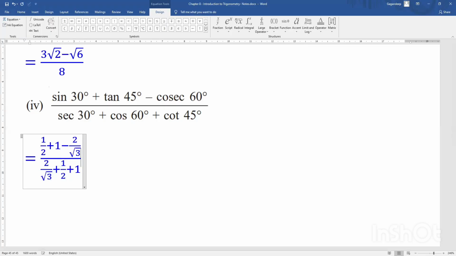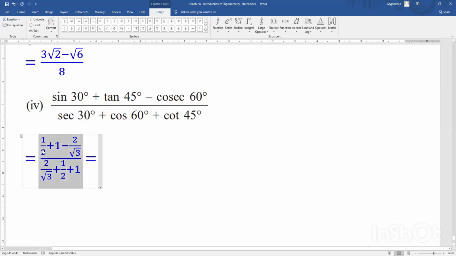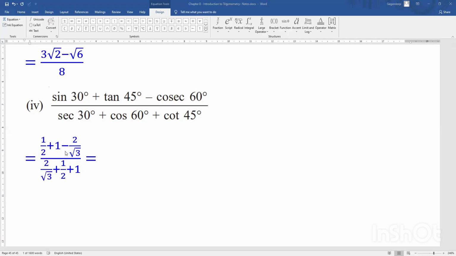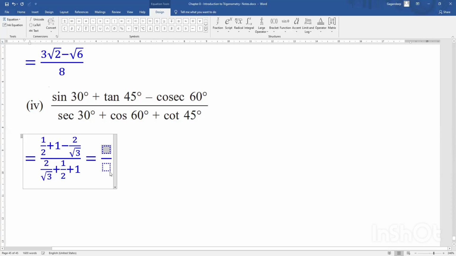or it's equal to. Now here we have to take the LCM in the numerator. Here we have 1 by 2 plus 1 minus 2 by root 3. This is a separate fraction and the denominator is a separate fraction. For the numerator, again you have to take the fraction, you need to take LCM. So you get 2 root 3 as LCM. Let me write it here.